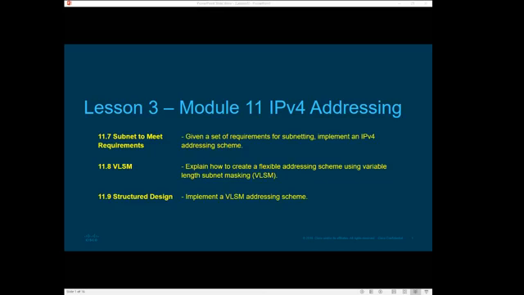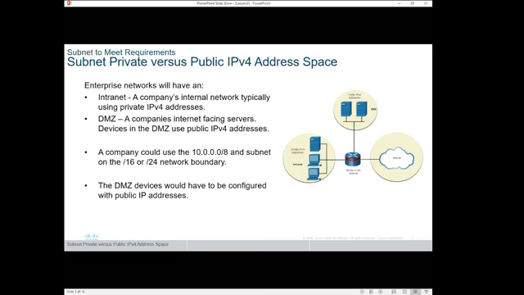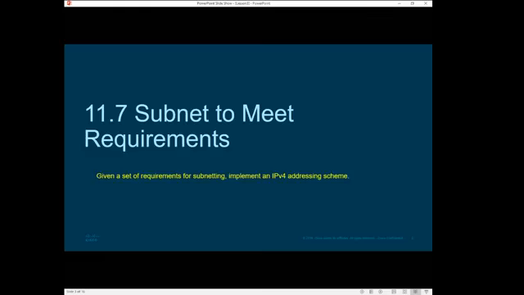Similar to the previous session I covered on subnetting based on octet boundary, but this time you can change the prefix length, or you can change the mask because you are not restricted to the classful address now. So this is sometimes called classless addressing. The last section is just highlighting some importance about once you know VLSM, how you can use VLSM to do structured design. Okay, so given a set of requirements, how do we implement an IPv4 addressing scheme?